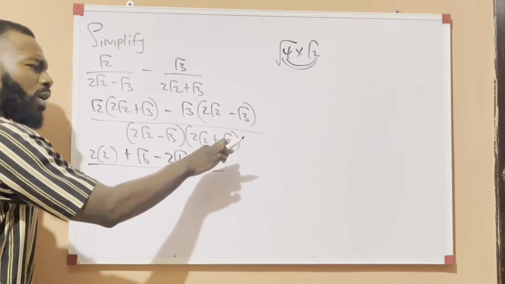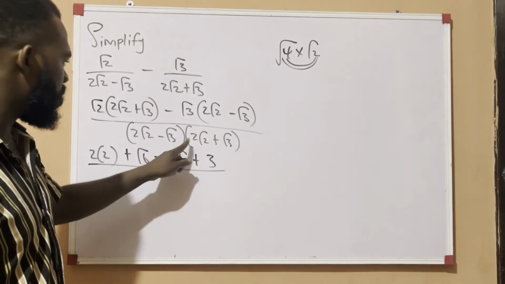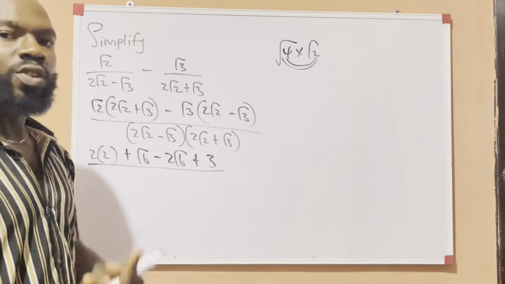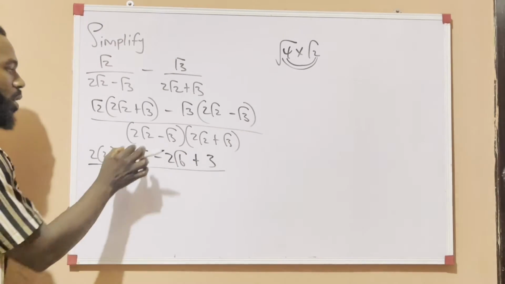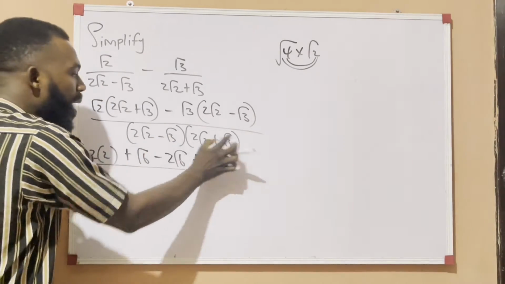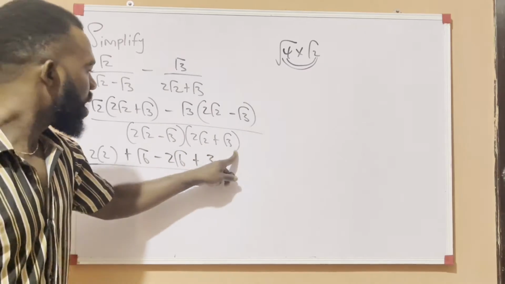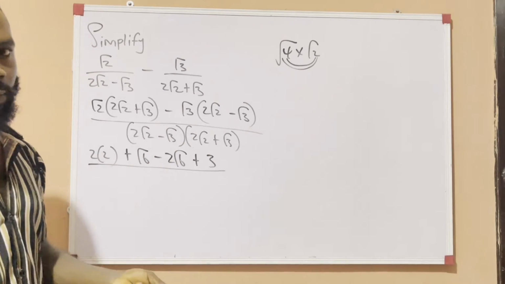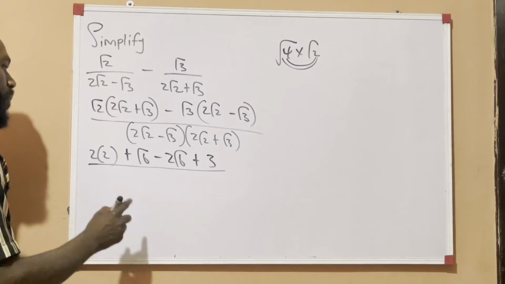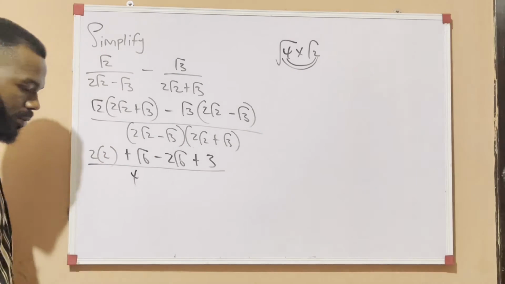Now here, if you see very well, the denominator is a difference of 2 squares. We have 2 root 2 minus root 3, and 2 root 2 plus root 3. How do you solve a difference of 2 squares? It is very simple. 2 root 2 multiplies only 2 root 2, and root 3 multiplies only root 3. You don't need to use 2 root 2 to multiply both and root 3 to multiply both. No need for that, because they are a difference of 2 squares. So let's multiply. Now 2 times 2 gives us 4.